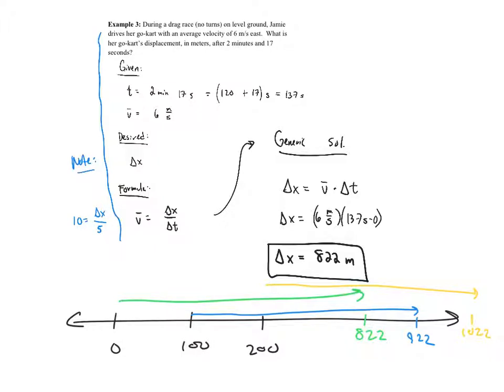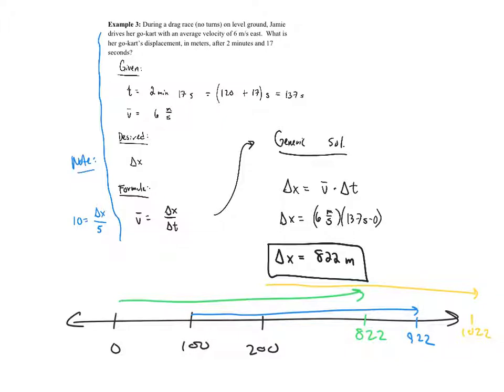I could start at 0, I could start at 100, I could start at 7, I could start at 12. I could start at negative 2,000 and then add 822 to that, and we'll see where I end up. So again, delta x is your displacement. It doesn't tell us where you start and end. It just tells us how much you've covered from beginning to end.